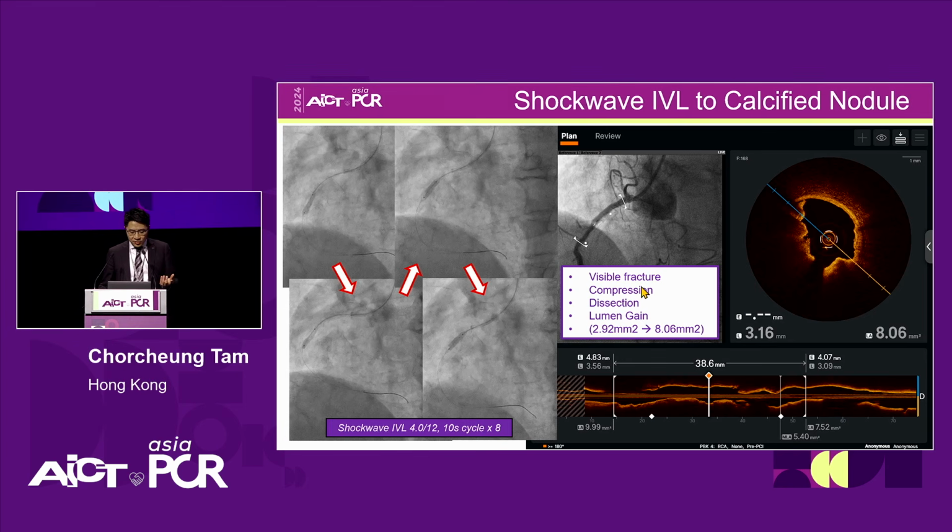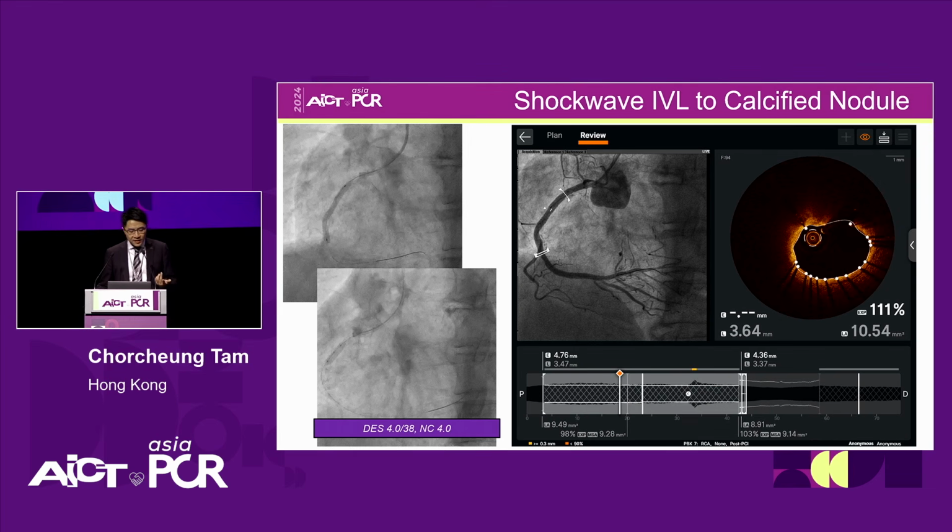So fracture, compression, dissection along the edge, and also lumen gain. This is how we can use intracoronary imaging, especially OCT, to visualize the efficacy of IVL on calcified nodule. In this case, we did stenting and post-dilatation with a balloon, and this is the final result.